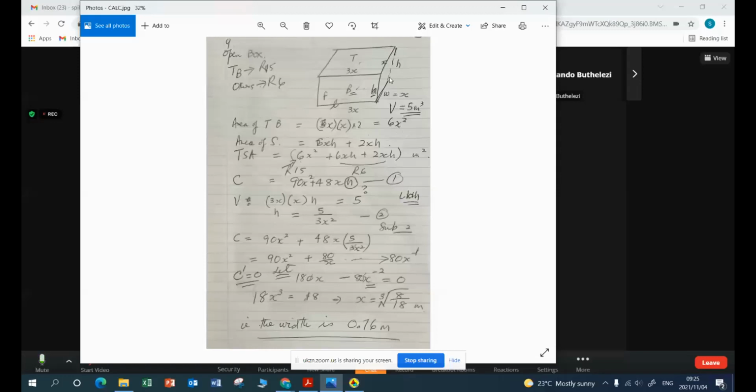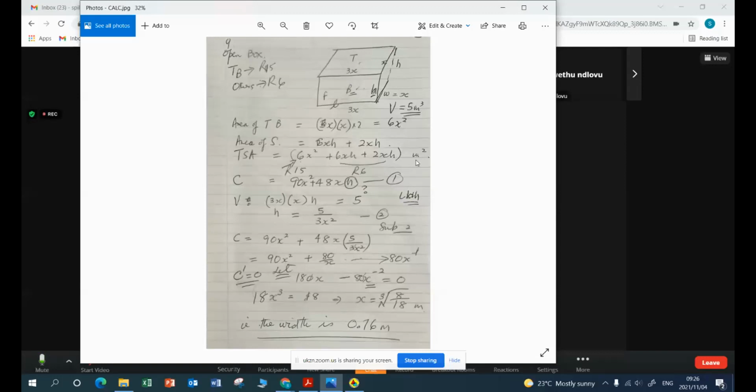Now look at the sides. It's x times h, I'll call that h. And on this side is also x times h. So that's 2xh. And the front is 3x times h. The back is 3x times h. So that will be 6xh. Now the total, we call it the total surface area. The total surface area will be adding these up, which is 6x squared plus 6xh plus 2xh. And if you want to be particular, it's in meters squared.